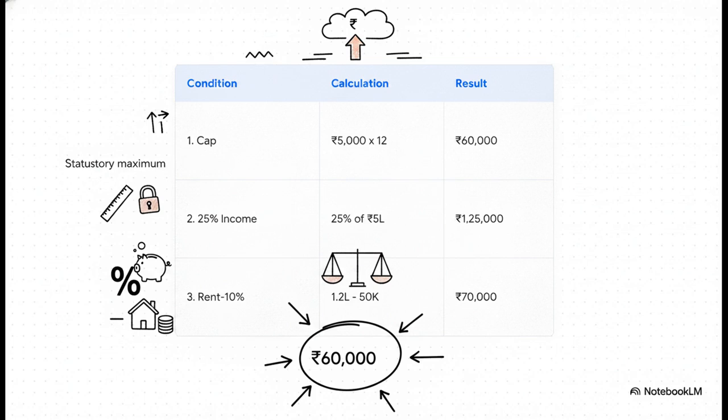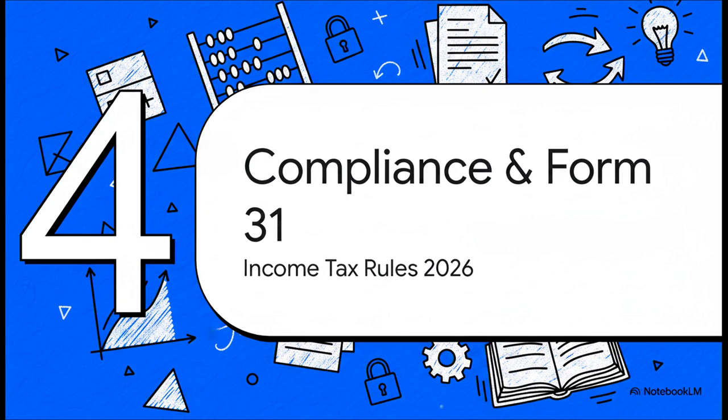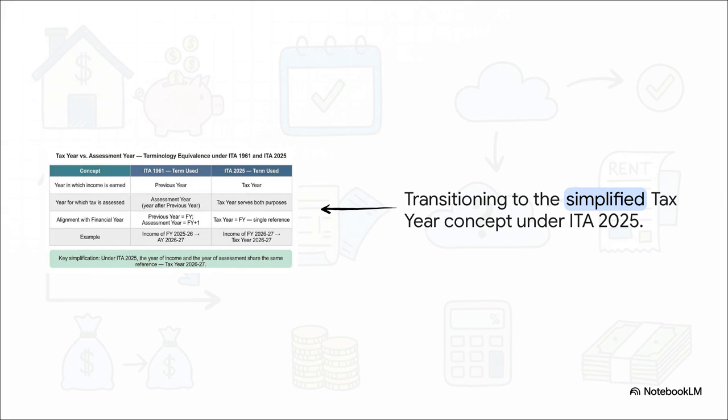The law dictates we have to take the lowest figure. Taking the least of these three amounts means the allowable tax deduction for our freelance consultant is exactly 60,000 rupees. Simple enough, right? Moving on to Section 4, Compliance in Form 31. You know, understanding the legal math is really only half the job. Strict procedural compliance is just as critical under the new rules.